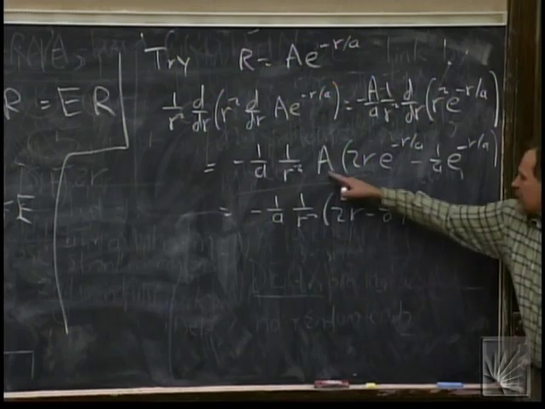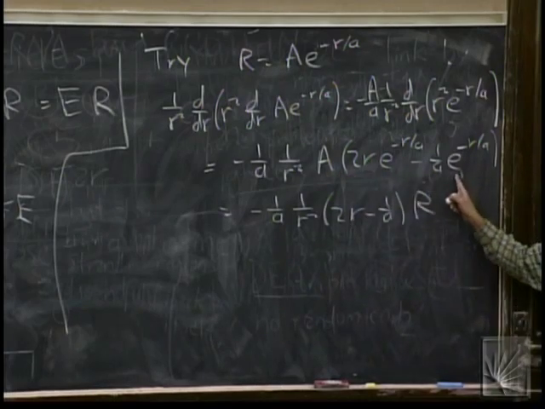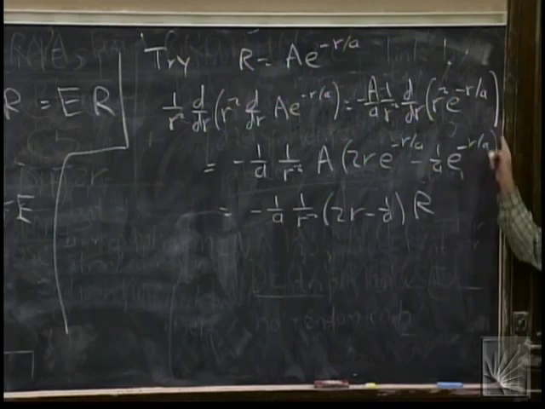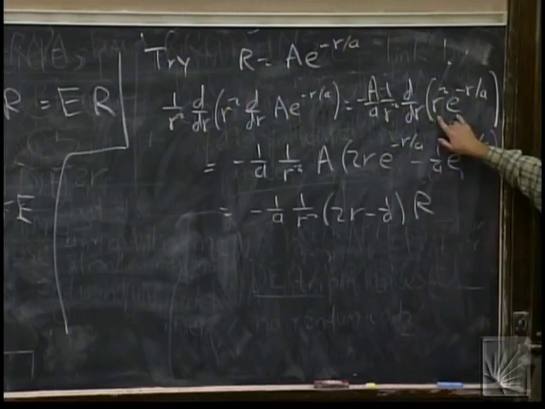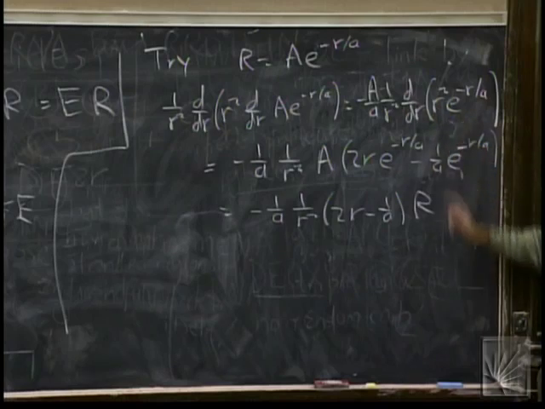Let me see, a times this and a times that. Yeah, this is quantity. All I did is take the derivative of this bit, so I take the derivative of r squared, and I take the derivative of the exponential. All right?